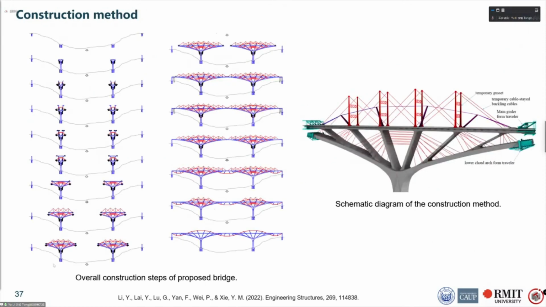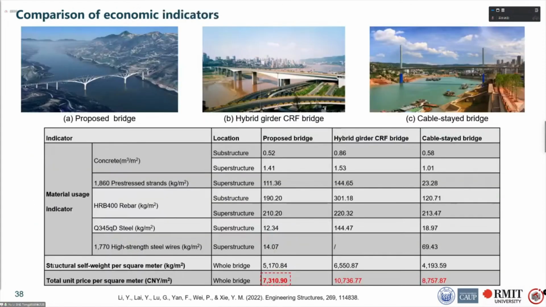For this completely new bridge form, we have developed a feasible construction method and the workflow. There is no need for special equipment or methods to build this bridge. It can be constructed completely using currently developed construction techniques. More importantly, compared with other bridge types, such as hybrid girder CRF bridge and cable-stayed bridge with similar spans, the proposed new bridge is also competitive in terms of economical indicators, which can save at least 17% of material cost.